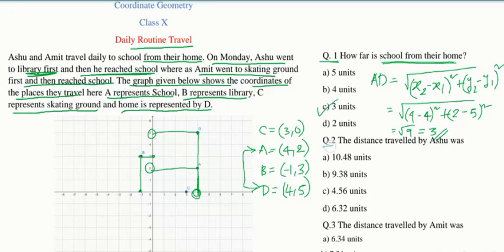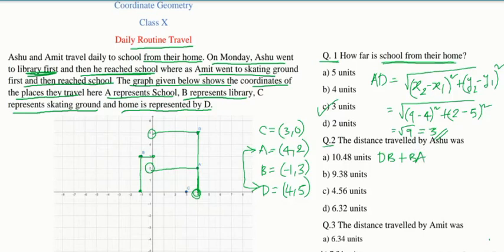Second question. The distance traveled by Ashu on Monday. Ashu went first to library. From home, she went to library. So initially home is D, so from D she went to library. Library is B. So DB you have to find. From that library she reached school. So from library to school. School is A. So you have to find DB plus BA.